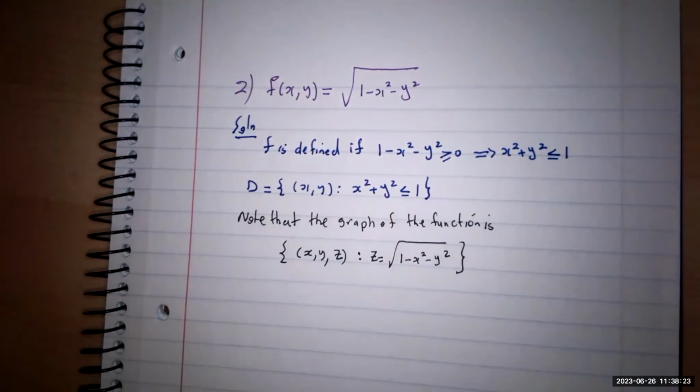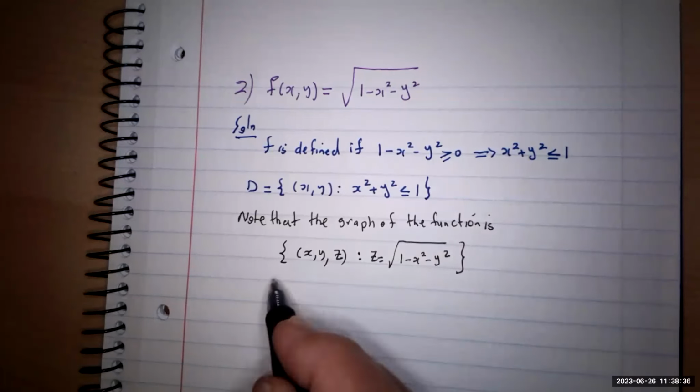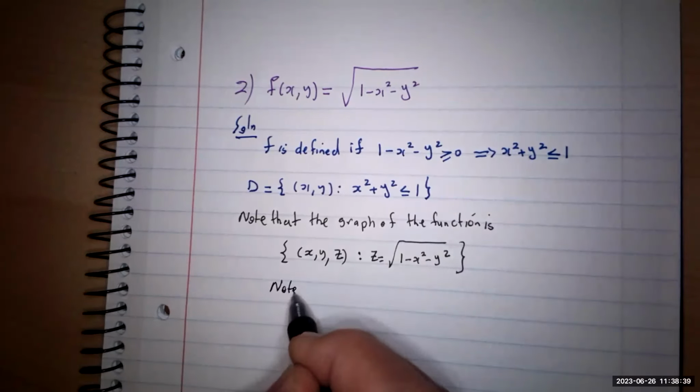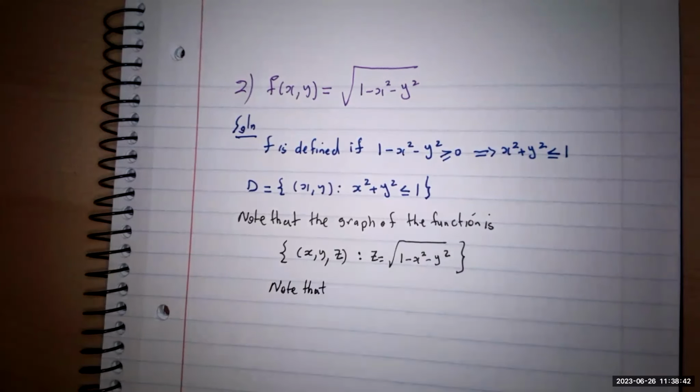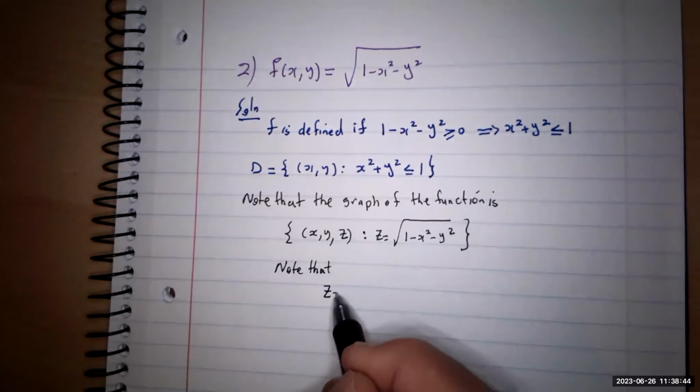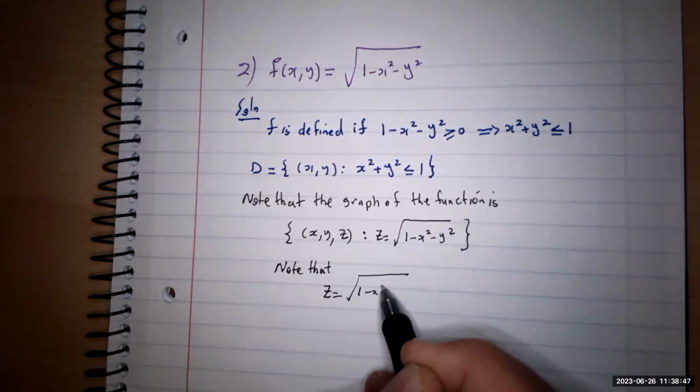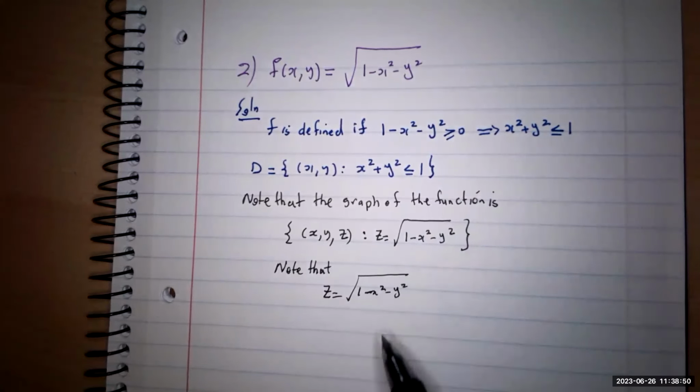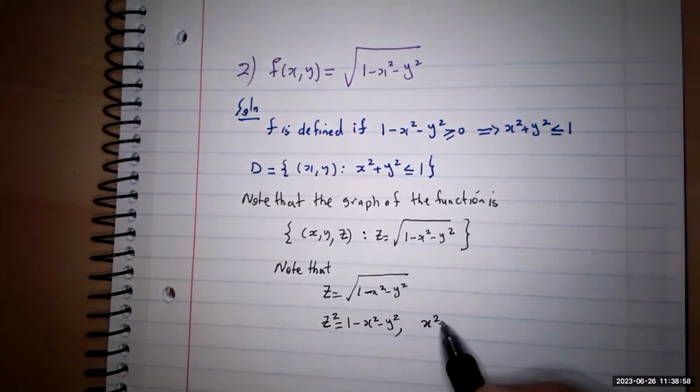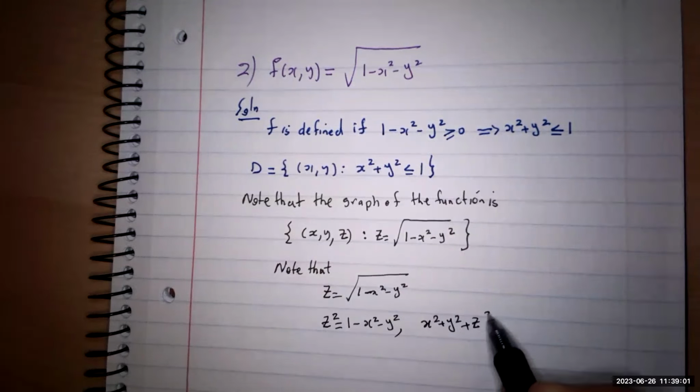Write it down to get the z. Now you are in three-dimensional space, so work on this one to see what it is. Let's check this one. We note that we can give a description of this equation, z equals the square root of 1 minus x squared minus y squared. You better square it. z squared equals 1 minus x squared minus y squared. So that gives you x squared plus y squared plus z squared equals 1.